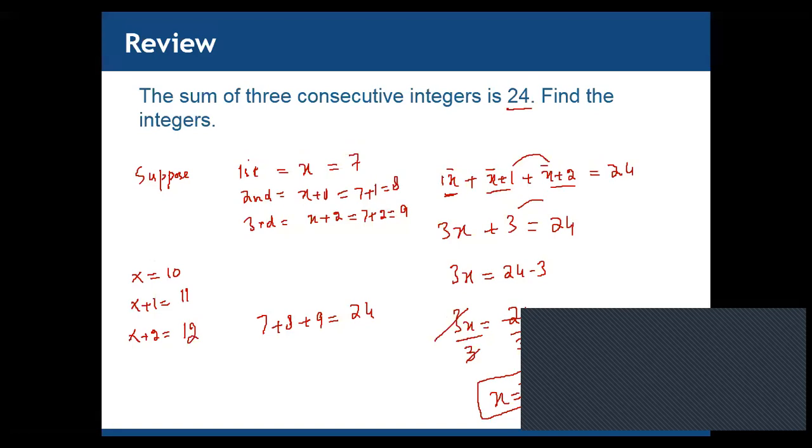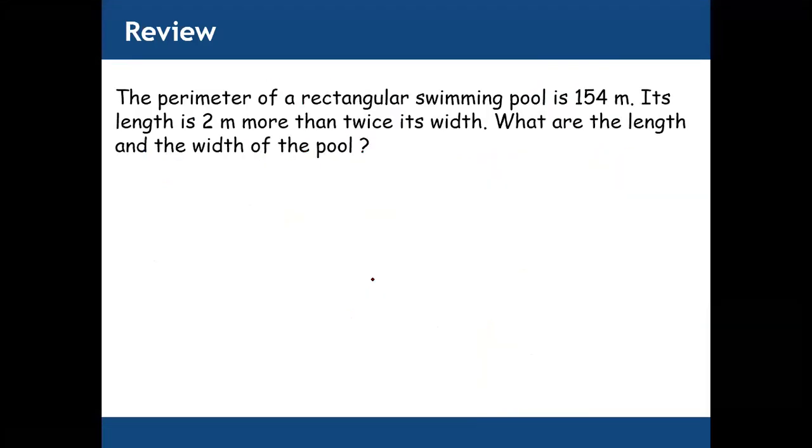Excellent. Next question. The perimeter of a rectangular swimming pool is 154 meters. Its length is 2 meters more than twice its width. What are the length and width of the pool? First of all, we have a rectangular swimming pool like this one. What about the condition? Its length is 2 meters more than twice its width.